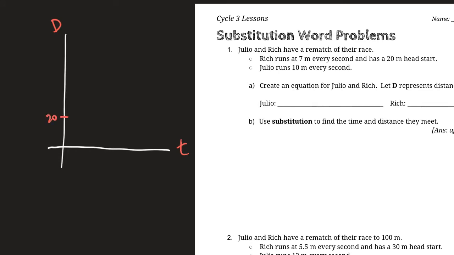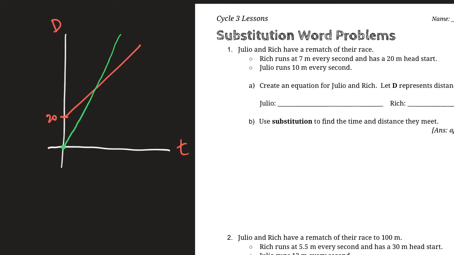And he's going to move 7 meters every second. So I just sort of drew a random slope there, but let's pretend that that's 7 meters every second. Julio starts at the starting line, so he starts at a distance of 0 meters, and he runs 10 meters every second. So his line is going to be steeper because he's going faster, right? So it's going to look something like that.